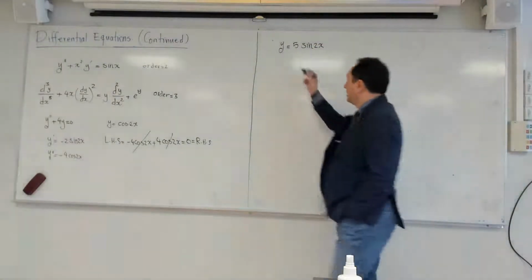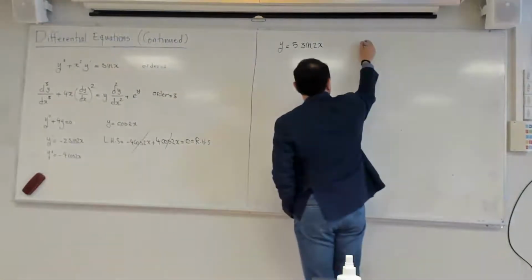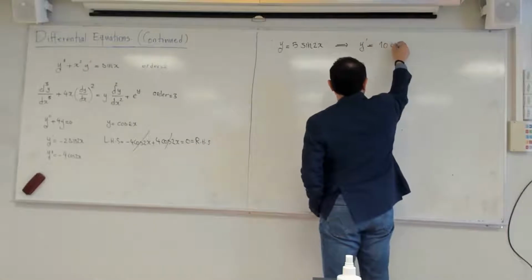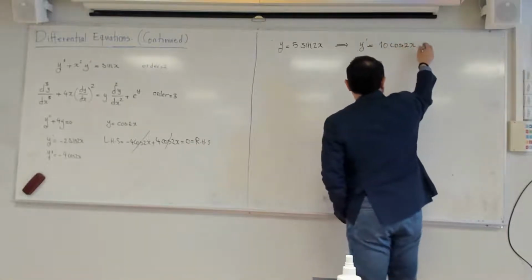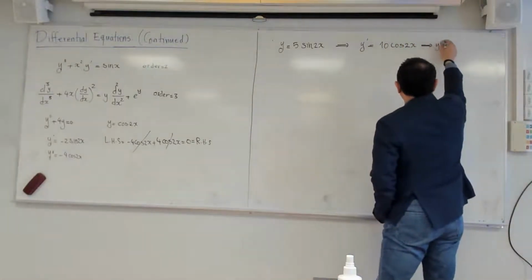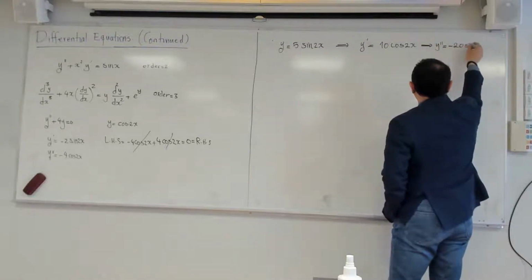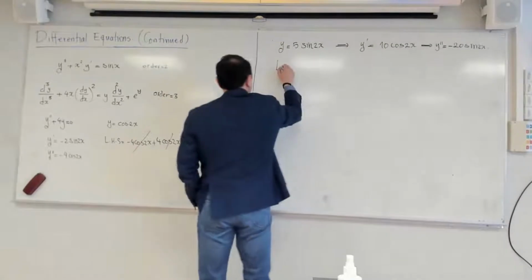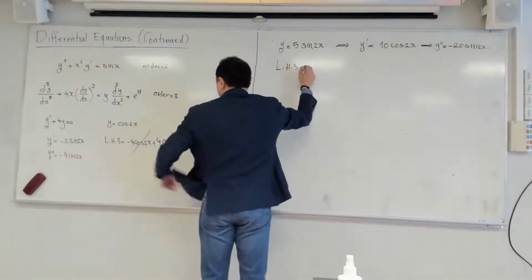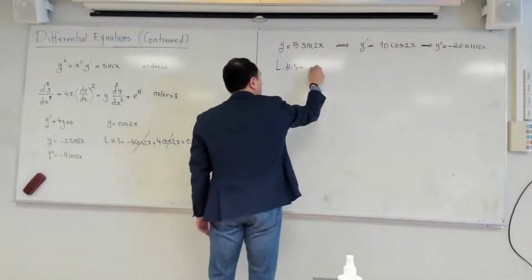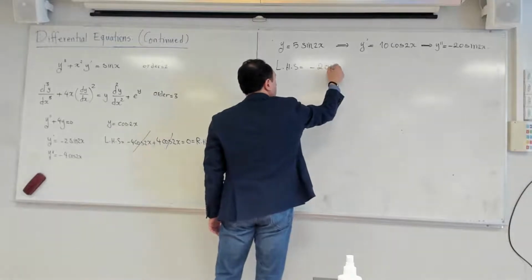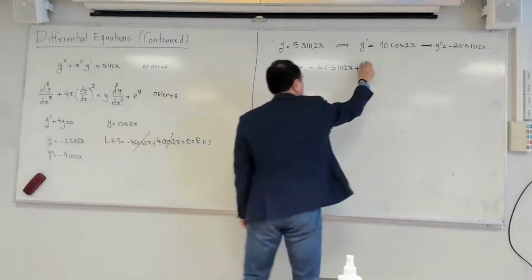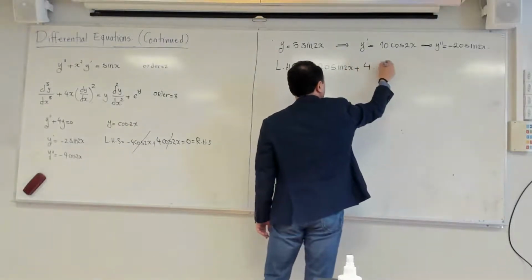Let us check. What I do, I take a derivative, so it becomes 10 cosine 2x. And I take one more derivative. It becomes negative 20 sine 2x. And then I again start from the left-hand side. Instead of y double prime that you see there, I put minus 20 sine 2x, and then plus 4 times y, which is 4 times 5 sine 2x.